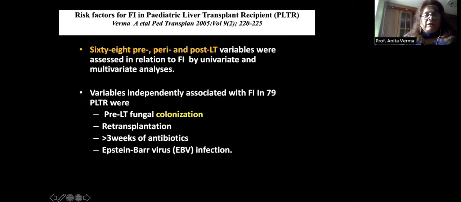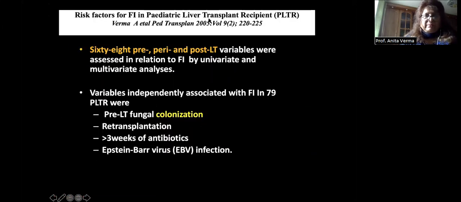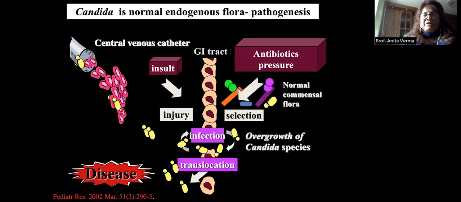Another set of risk factors we have tried to analyze in our patient population, especially our liver transplant recipients. The variables independently associated with fungal infections were pre-transplant fungal colonization and retransplantation, more antibiotic use, and some viral infections, especially EBV.